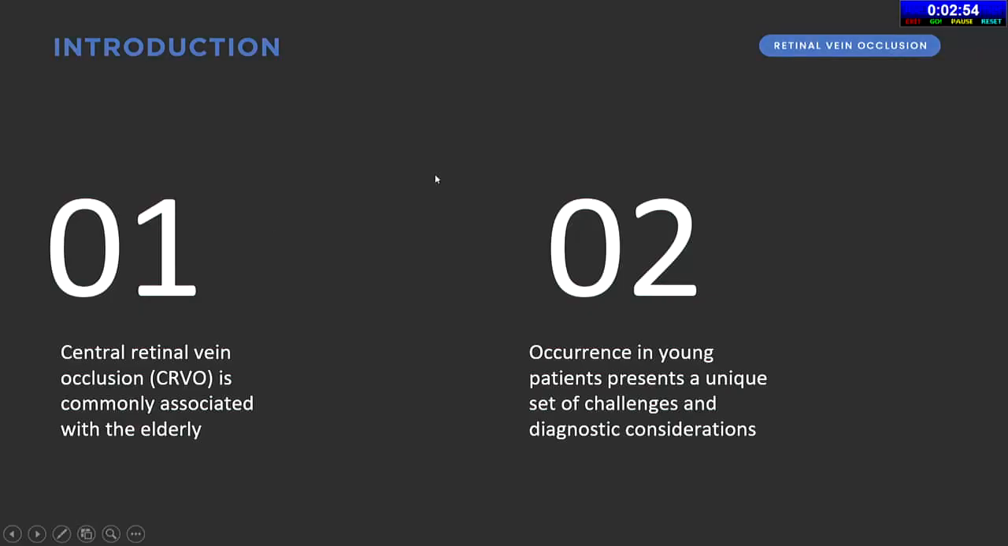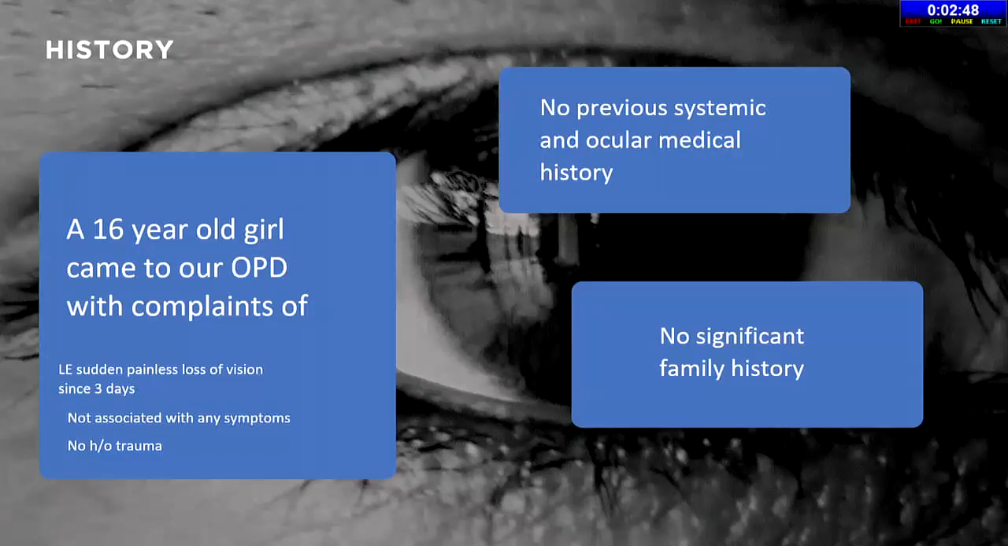Good morning. This is a rare case of retinal vein occlusion in a 16-year-old. As we all know, central retinal vein occlusion is commonly associated with the elderly. Occurrence in young patients presents a unique set of challenges and diagnostic considerations. So we had a 16-year-old girl who came to our OPD with chief complaints of left eye sudden painless loss of vision since 3 days, not associated with any other symptoms.